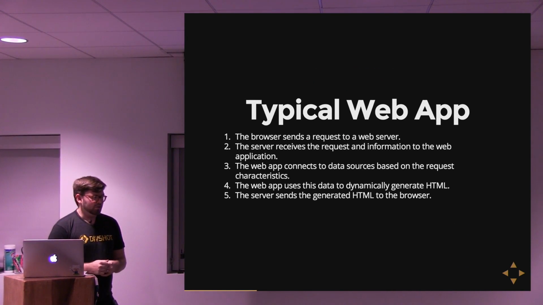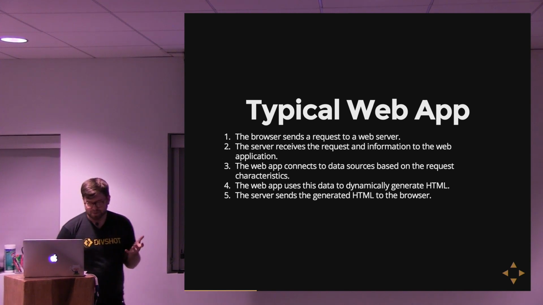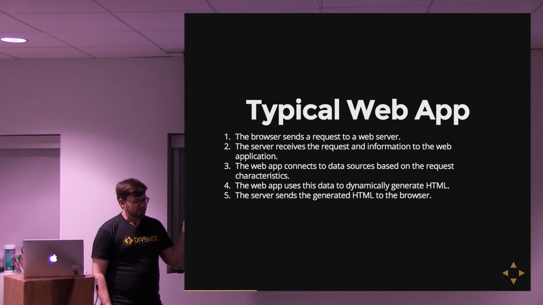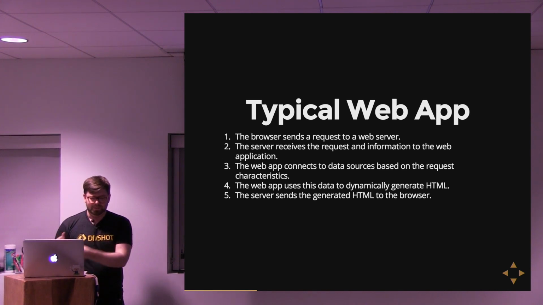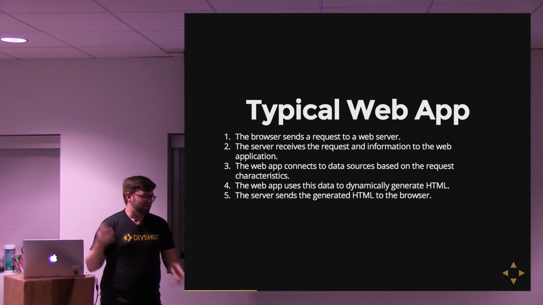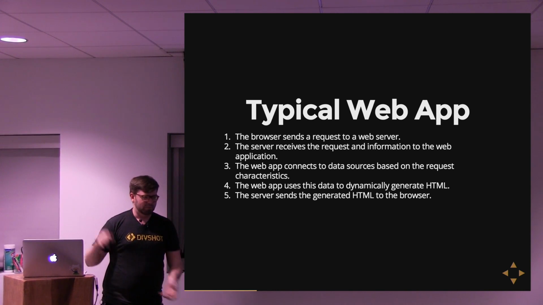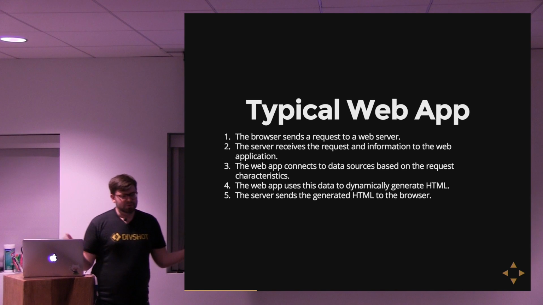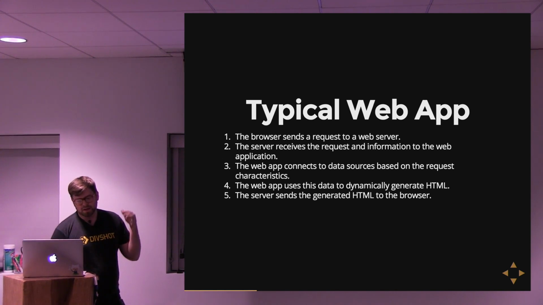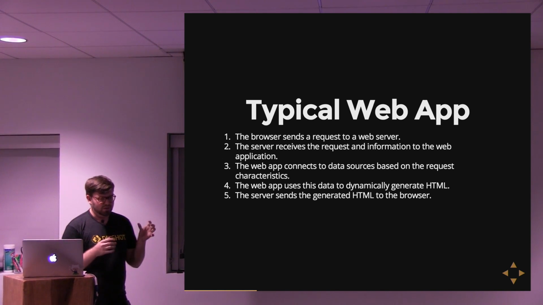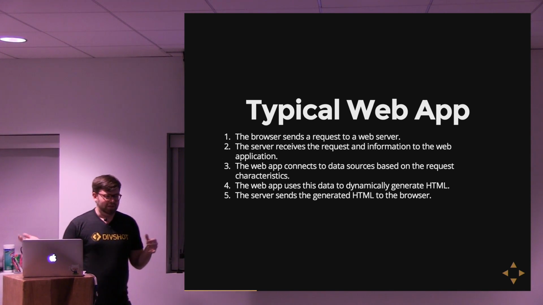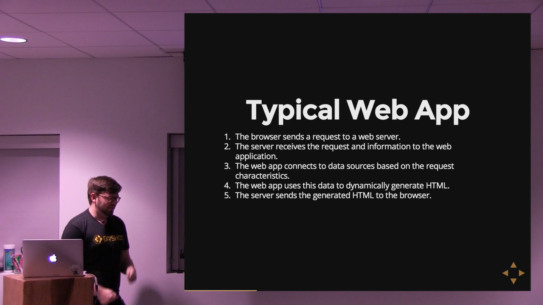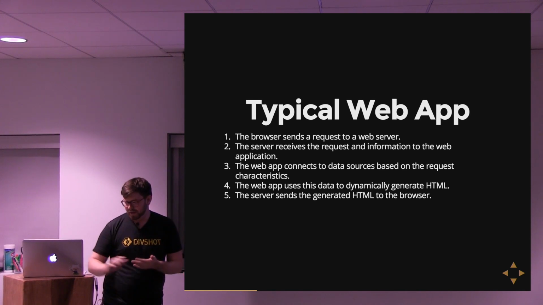In your typical traditional web application, the browser sends a request to a web server. The web server interprets that request and sends it on to a web application. Your web application connects to various data stores, Redis, Mongo, SQL, whatever it is, pulls the data that's needed for the page, generates the HTML using a templating language or however you'd like to do that, and then sends that generated HTML back to the browser, which is then rendered to the end user.